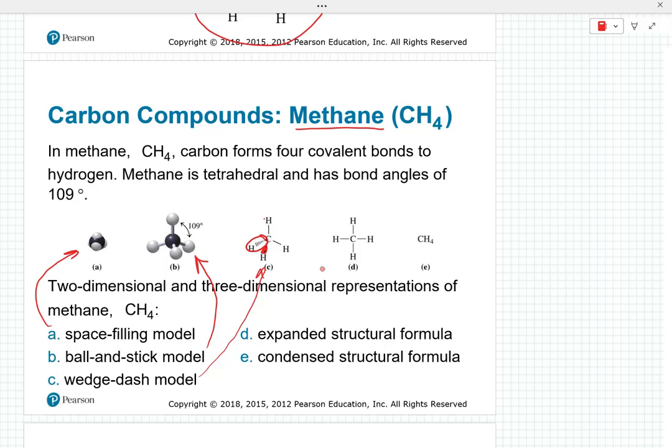To be fair, it is very important when you talk about the mechanisms, but when we talk about structure, we would use expanded or condensed structural formula for the most part.